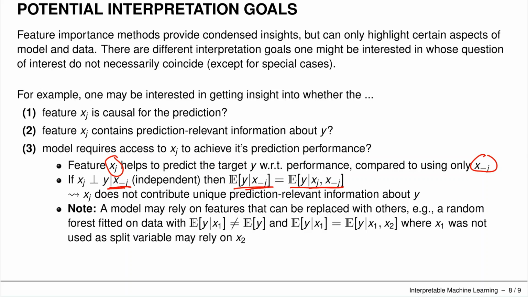So it might just happen that you have several correlated features in your data. And in this example, a random forest might, if you see here, the expectation is not the same. So the random forest relied on x1 to predict, but it might also be that x2 contains the same information. So if you condition on x1 and x2, this is the same conditional expectation as just with x1.